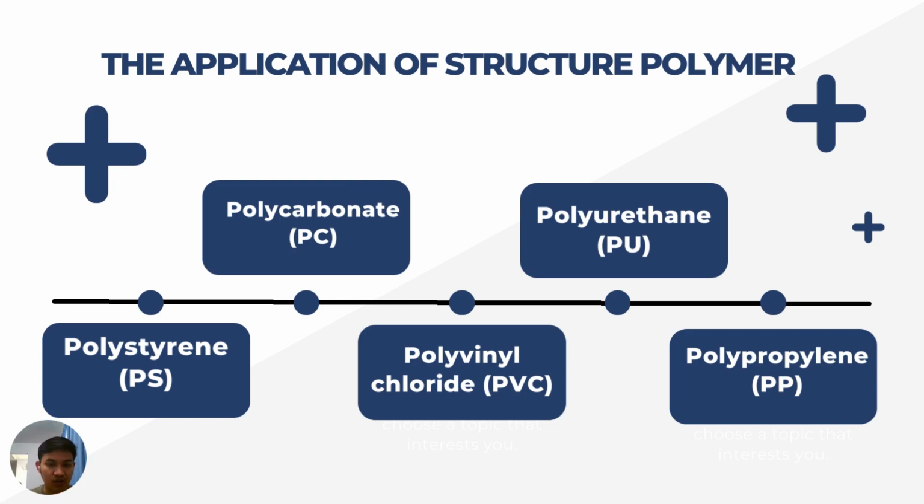And the last one, we have polypropylene, or we can call it PP, belonging to the group of polyolefins. It is a thermoplastic compound produced by the polymerization of the propylene monomer. It can be applied in containers for food, chemicals, fibers, and hospital materials.